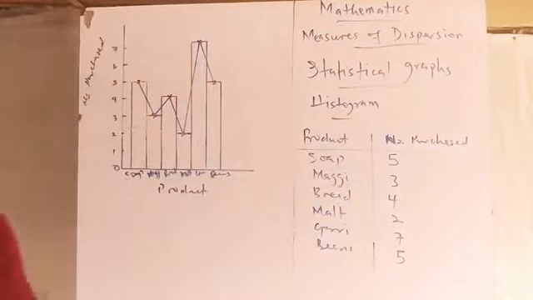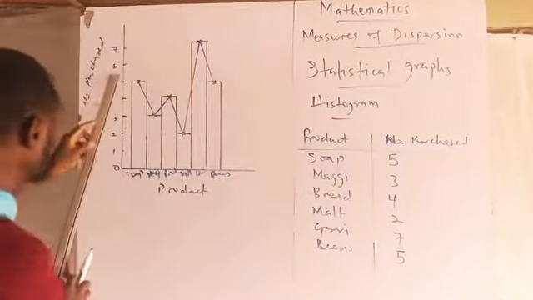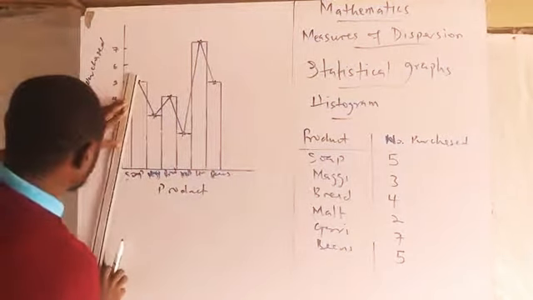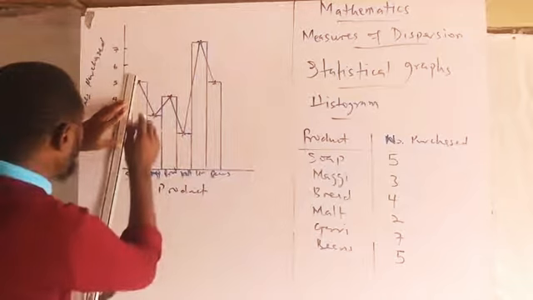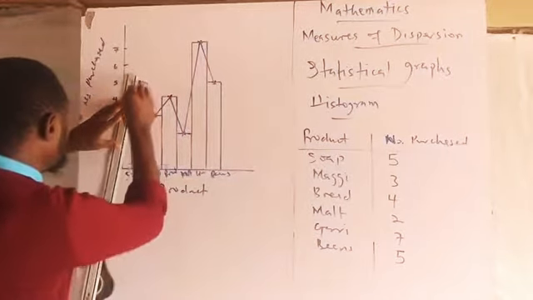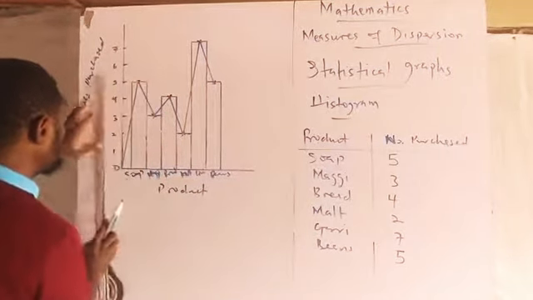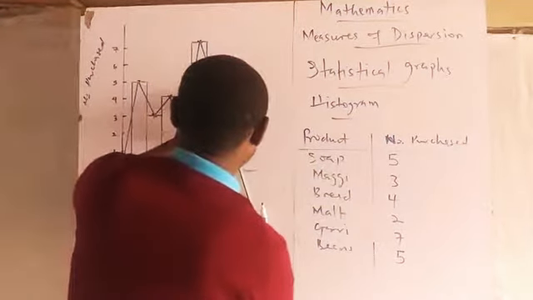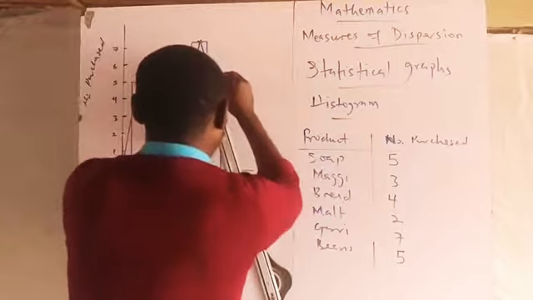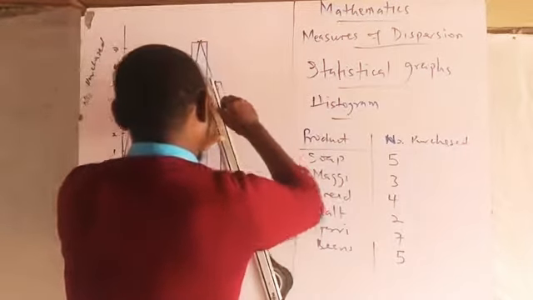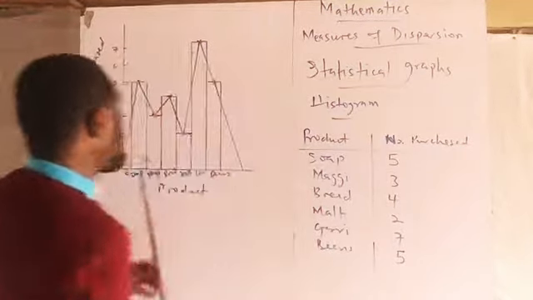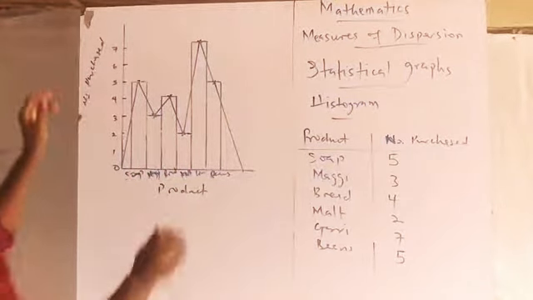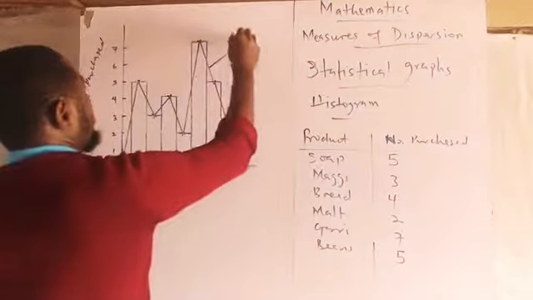That is it. Then you can as well decide to bring it down. Join this point to the 0 mark. Bring it down. Good. That is it. And bring this one down also. Bring the point down. Good. So that is your polygon. So you have your polygon drawn. This curve is called the polygon.